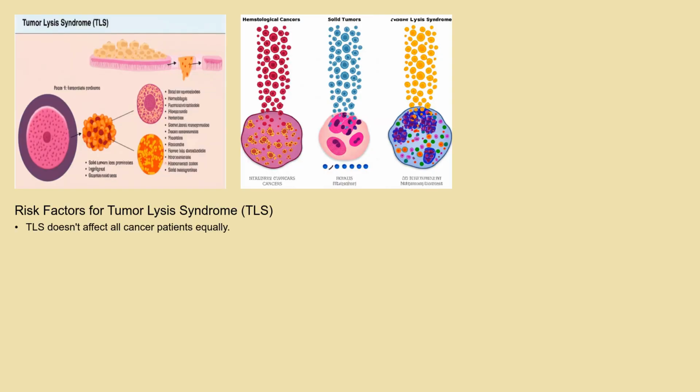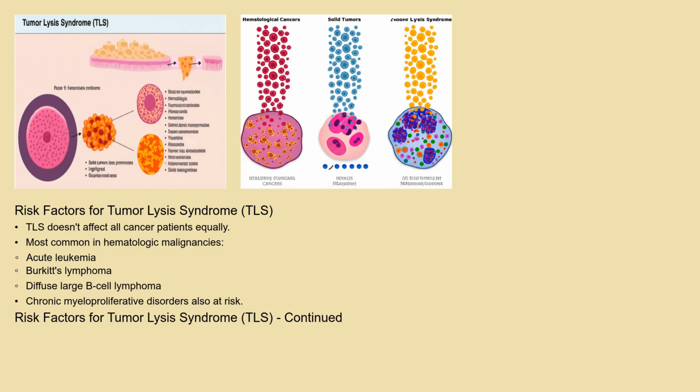TLS isn't equally likely to affect everyone with cancer. It is most commonly seen in patients with hematologic malignancies, particularly those with high tumor burdens such as acute leukemia, Burkitt's lymphoma, and diffuse large B-cell lymphoma. Patients with chronic myeloproliferative disorders can also be at risk. While less common, TLS can occur in patients with solid tumors, especially those that are highly sensitive to treatment or have a large tumor mass. Factors like pre-existing kidney disease, dehydration, and the type and intensity of cancer treatment also influence the risk.